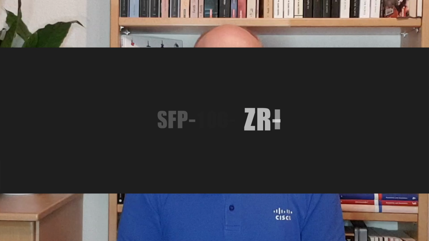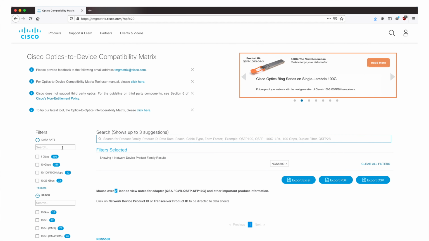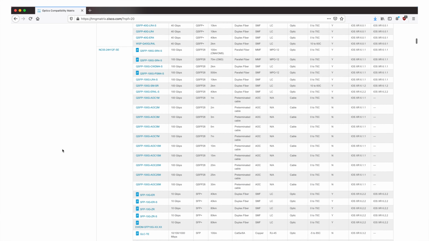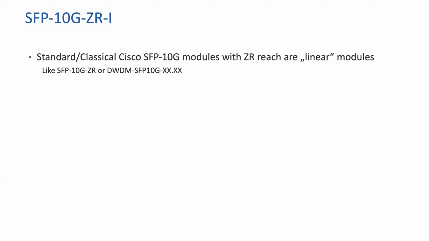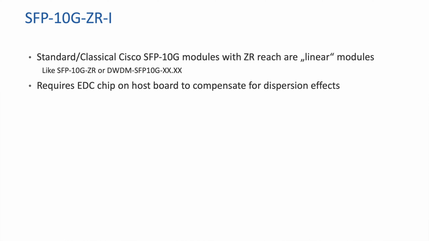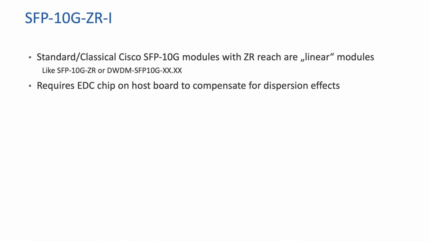Last but not least, I want to talk a little bit about the 10G ZRI. When you look at the compatibility matrix, you will notice that some products do not support the classical SFP 10G-ZR or ZR-S. The reason being, these classical 10G modules that offer up to 80 kilometer reach are so-called linear modules. They do require in the host line card a so-called EDC chip, electronic dispersion compensation, to compensate for the fiber effects that add unwanted signals into the transmitted signal. And as such, if you want to go up to 80 kilometers, you need to compensate for these fiber nonlinearities, and this is done via the EDC chip.